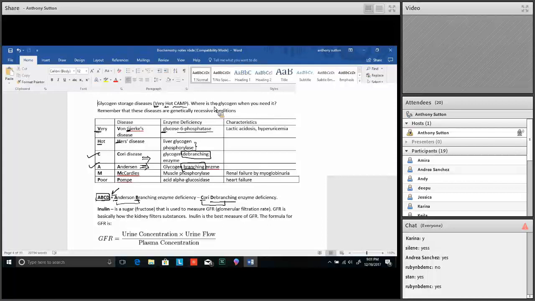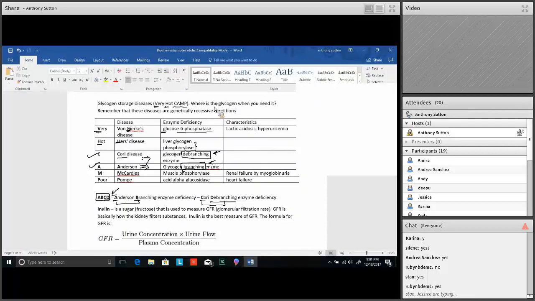Okay, so I'll just go through and say this again. So the mnemonic: Cori's disease, the problem is with debranching enzyme. That's the enzyme deficiency. The problem with Anderson is the branching enzyme deficiency. Those are the deficiencies that cause these diseases. Okay? All right. Can you hear me, Ruby?